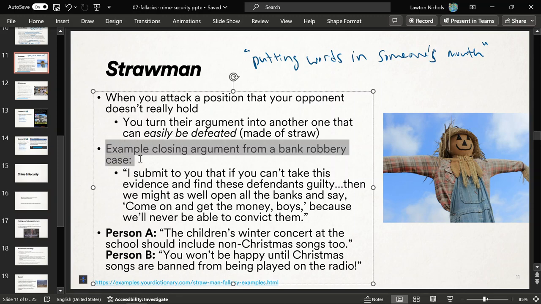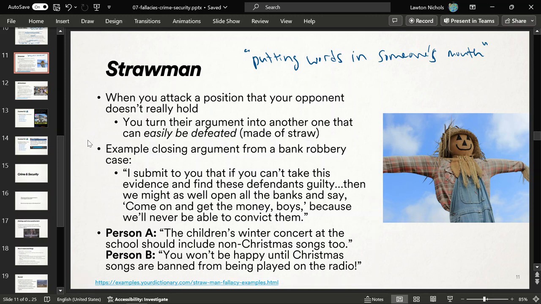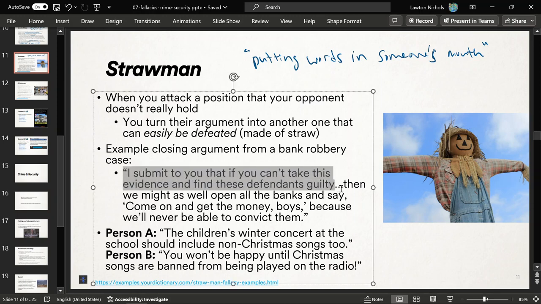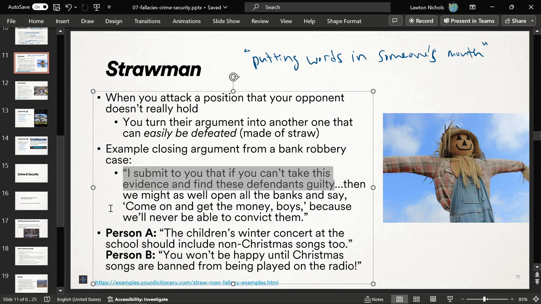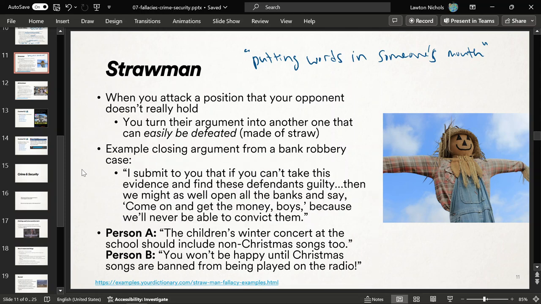So here is a good example of a straw man fallacy. Here's a lawyer, and they're talking about a bank robbery case, and they're trying to say that you should find this person guilty for robbing the bank. "All right? So I submit to you that if you can't take this evidence and find these defendants guilty, then we might as well open all the banks and say, come on and get the money, boys, because we'll never be able to convict them." Okay? So somebody's trying to say, we better convict this person because we're never going to be able to convict anyone else again, ever, if we let this person go free.